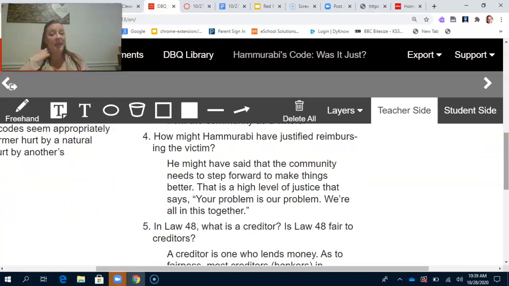Number 4, how might Hammurabi have justified reimbursing the victim? So he might have said that the community needs to step forward to make things better. So that's a high level of justice that says your problem is our problem and we're all in this together. And being all in it together, since they rely so heavily on their neighbor, again makes it so that nobody else really wants to rob somebody. So we're all in that together.